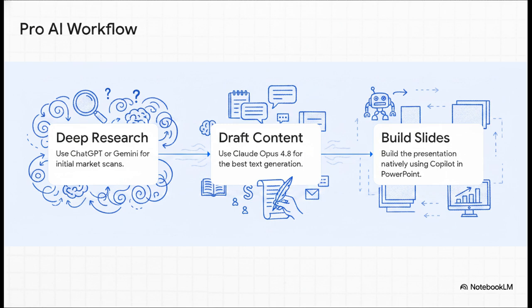Step 1, conduct your initial market scan using deep research in ChatGPT or Gemini. Step 2, draft your massive proposal using Claude Opus 4.8 for the best possible text generation. And Step 3, build out the actual slide deck using Copilot natively inside PowerPoint. You've just seamlessly used 3 different platforms to execute one flawless project.